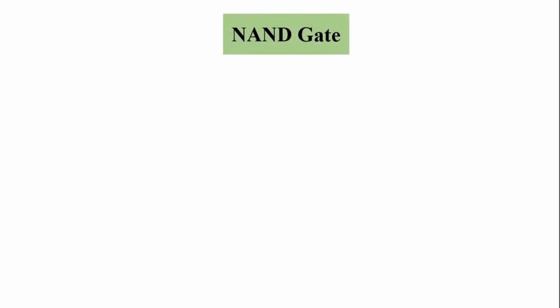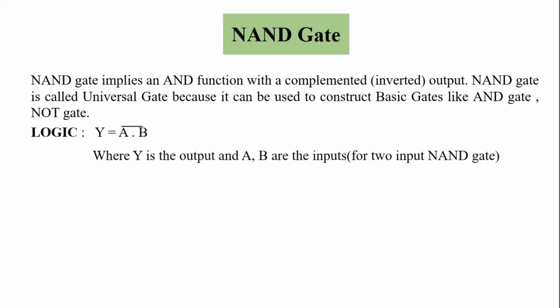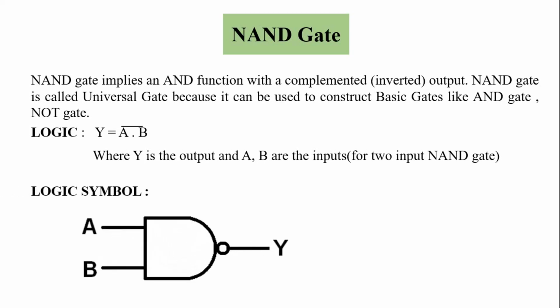Now we move to the NAND gate. A NAND gate implies an AND function with a complemented output. NAND and NOR gates are called universal gates because by using only these gates we can construct any gate. Logic of the NAND gate: Y equal to (A dot B) whole bar, where A and B are inputs and Y is the output. The logic symbol of a 2 input NAND gate looks like this.